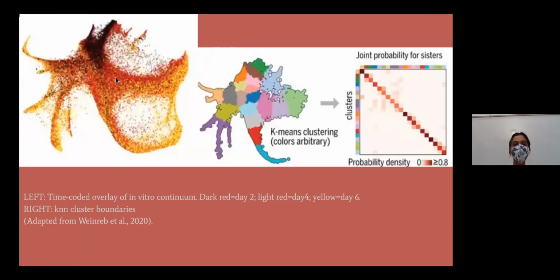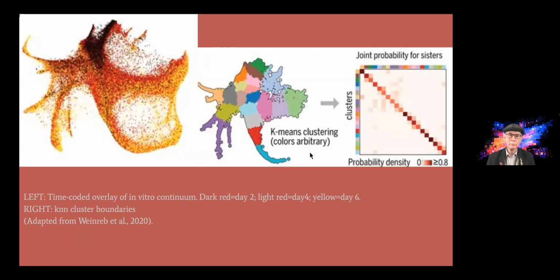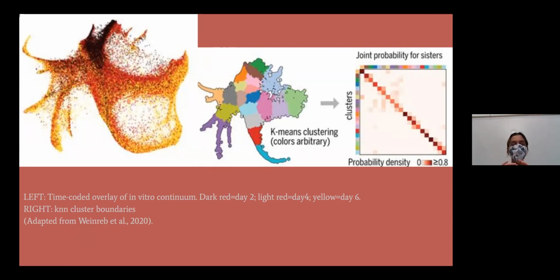So on the left here, this is actually the continuum that they came up with. This is for time overlay. So the peripheries are the later dates and the central darker colors are the earlier samples. And on the right are the cluster boundaries for their KNN outlook model by the end of the experiment overlaid on the continuum.